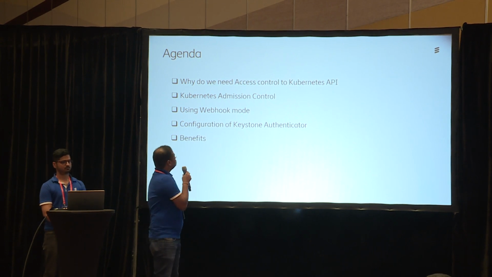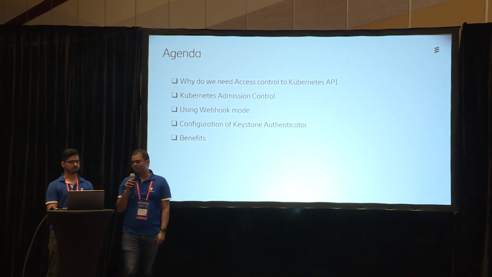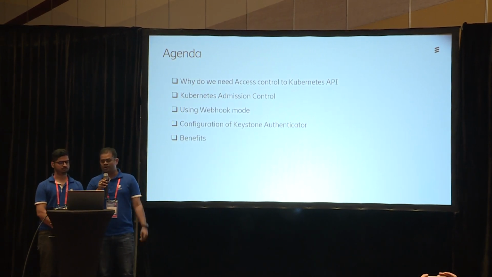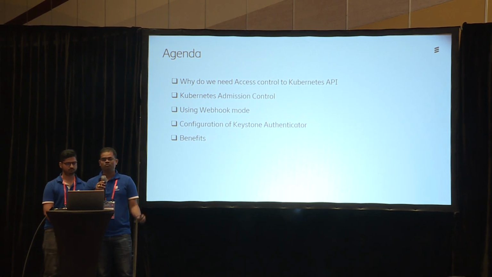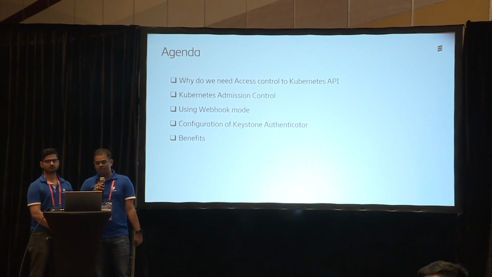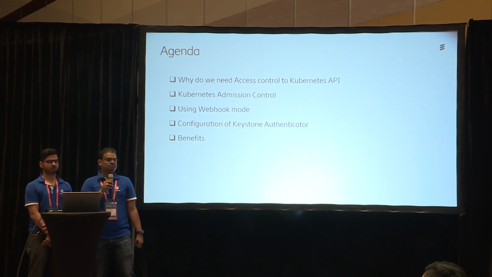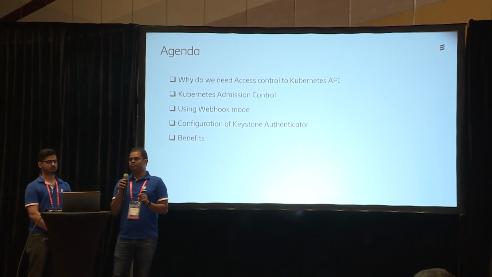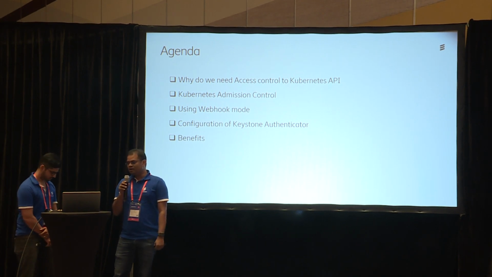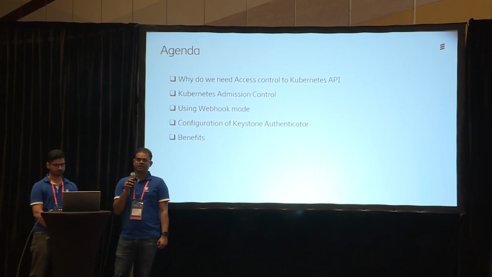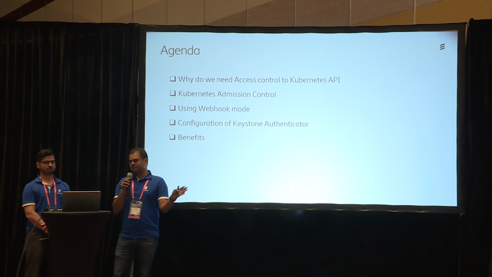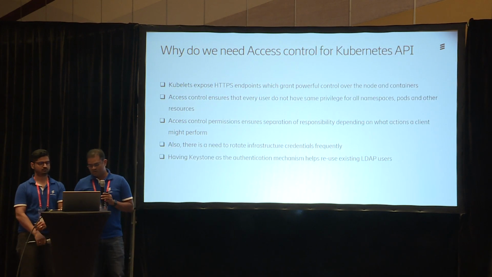The agenda is to understand a little bit of why you need access control in the Kubernetes API. Then we'll move on to an overview of some Kubernetes admission control, and then understand what the webhook mode is, how to do that, and how to configure a Keystone authenticator, and then the benefits of that. So let's move on.